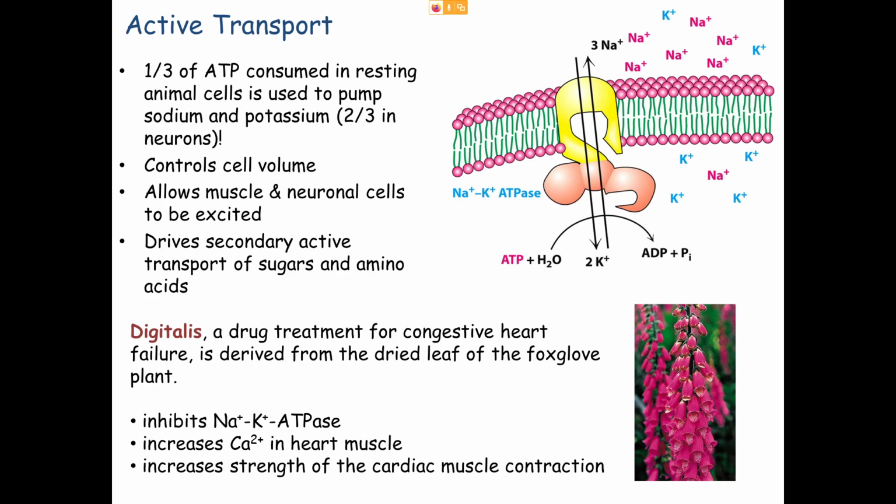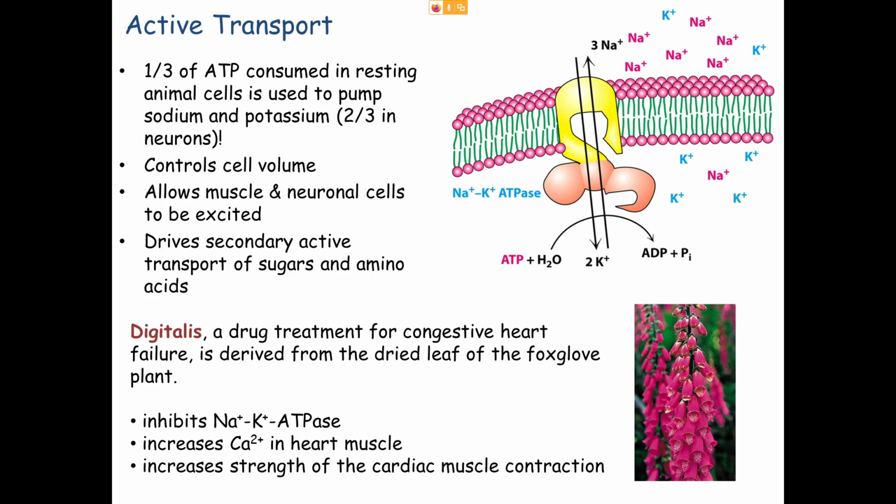So what if I had a molecule that would inhibit this active transport pump, this primary pump? That wouldn't be very good for the cell. Right? And there's a molecule called Digitalis, from the foxglove plant, that inhibits this very pump. And if you inhibit this pump, the cell will die, right? If you inhibit all of them.